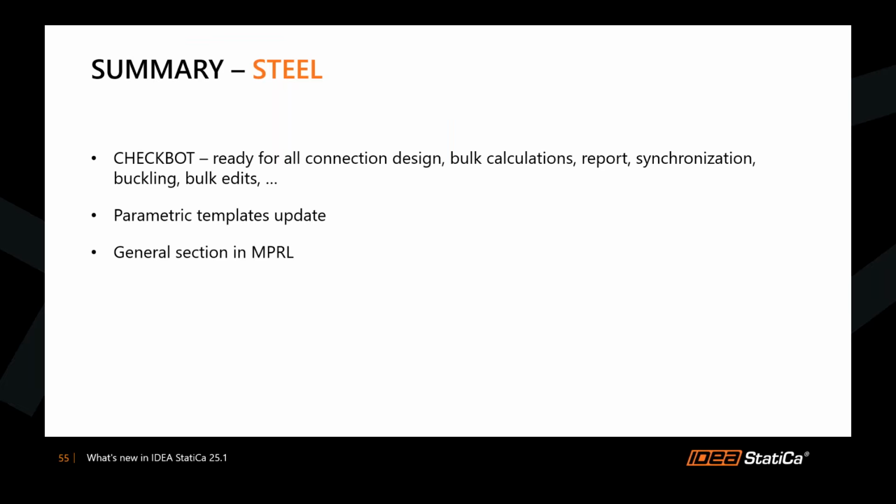Second big upgrade is this parametric templates update. Having an option of combining multiple parametric templates can be very useful if you have a non-standard configuration in terms of members, number of incoming beams to a column, etc. And I personally like this improvement about general sections. Many users were asking for this, especially from segments like pre-engineered buildings. When you used your custom sections, it was not in the library. Now it's there, and it boosts your Checkbot workflow as well. So feel free to test it.